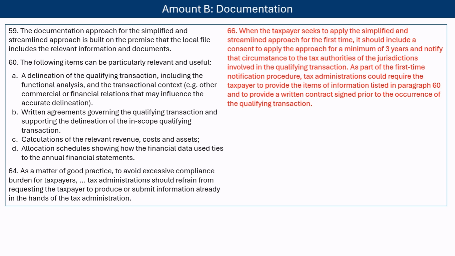Or if you request it in the principal jurisdiction, you need to let all the distributor jurisdictions where you apply this know that you got the approval from the principal, right? And then it goes on to say, as part of the first time notification procedure, tax administrations could require the taxpayer to provide items of information listed in paragraph 60 here on the left-hand side, and to provide a written contract signed prior to the occurrence of the qualifying transaction.